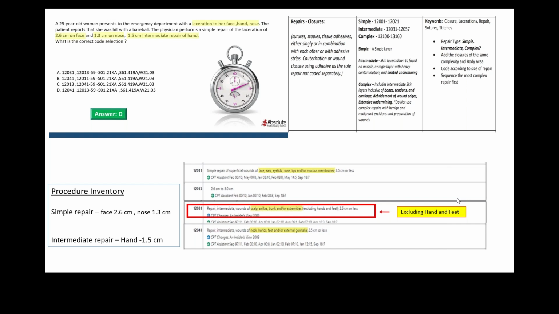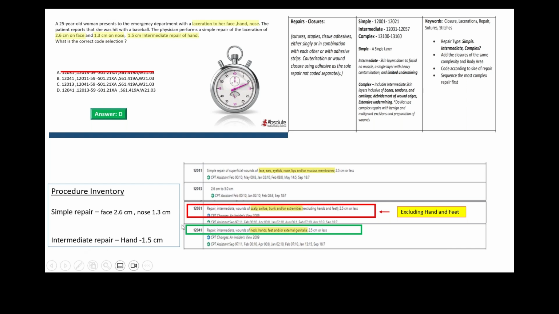Now let's move on to option D, which is coding for 12041. That is a good code selection. It's coding for a repair of intermediate wound of the neck, hand, feet, or external genitalia, 2.5 centimeter or less. Yes, this is a good code. It also matches our procedure inventory of intermediate repair of the hand of 1.5 centimeter.